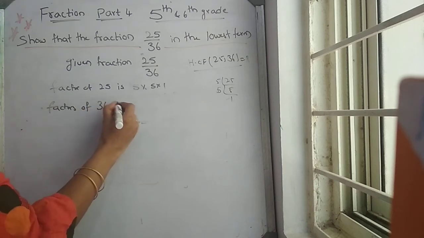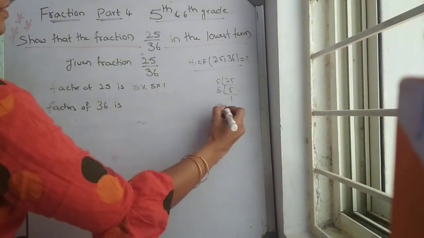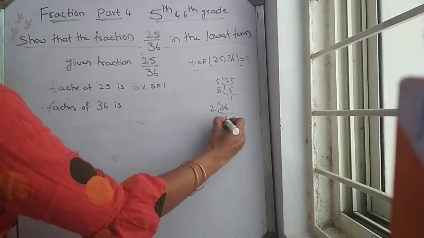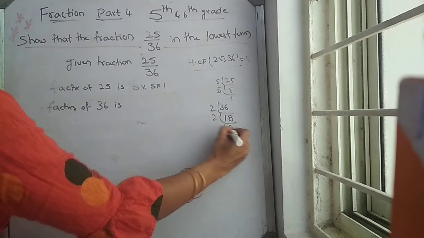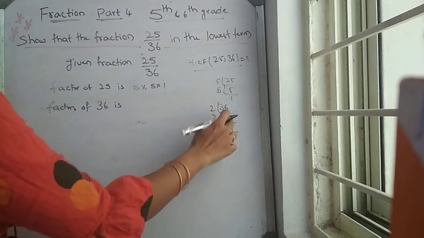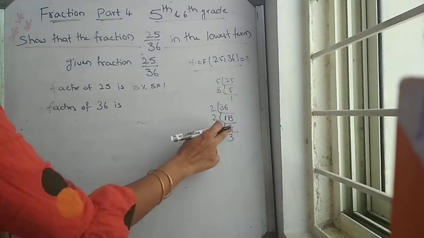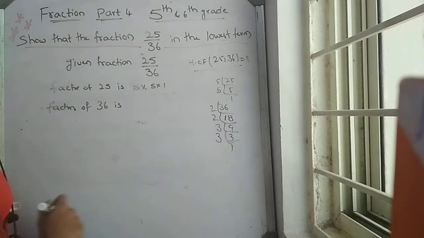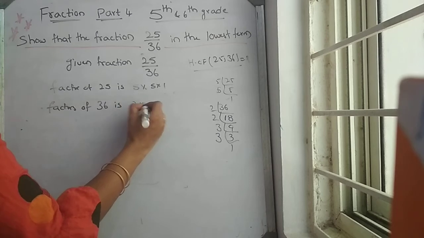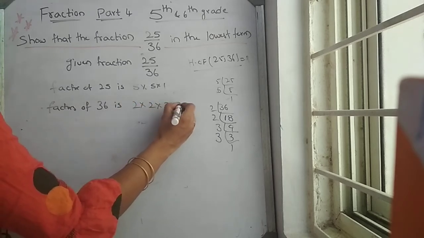Then factors of 36. 2 into 18 is 36, 2 nines are 18, 3 into 12 is 36, 3 into 1. So 2 into 2 into 3 into 3 into 1.